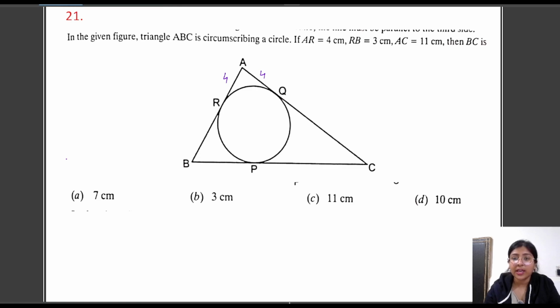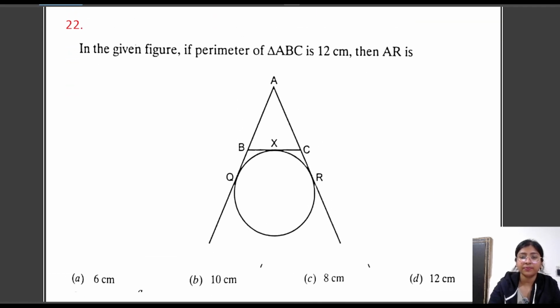RB is given as 3. If this is 3, this is also 3, the length of the tangent. The total length AC is given as 11, so the remaining will be 7, because the total is 11. If this is 7, this is also 7. What they are asking is the length BC. BC is 7 plus 3, that is 10. Which option? Option number D. Any doubt? No. Okay, moving to the next question.